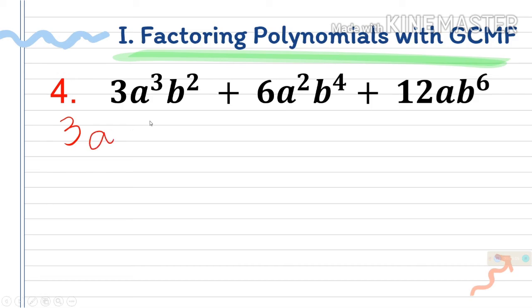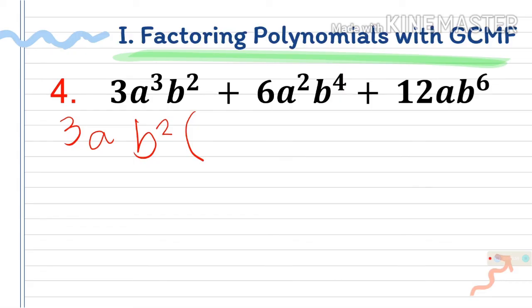And then we have to proceed with the variable b. So we have b here in all three terms. But you have to take note of the exponent. We have here 2, we have here 4, and we have here 6. So which is the least exponent of these 2, 4, and 6? Yes, we have 2, or squared. So that's why we have here b squared. So we have the GCMF is 3ab squared.